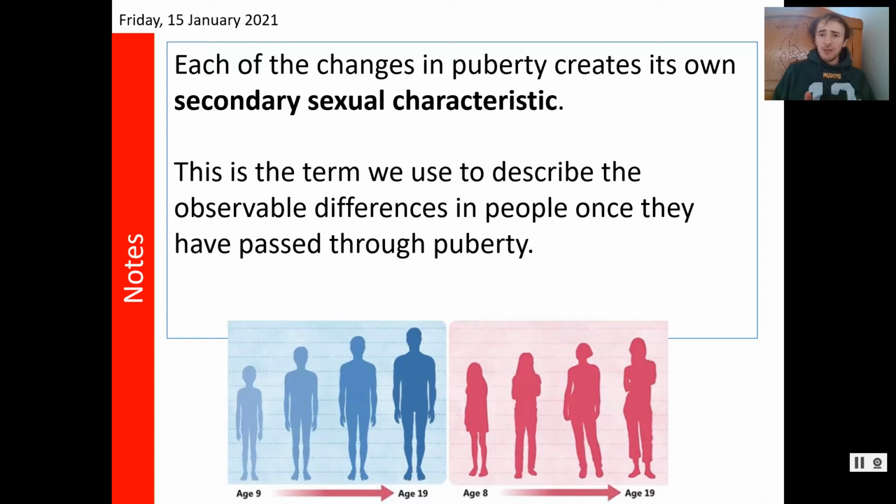So the primary sexual characteristic is having a penis or having a vagina. That is the primary sexual characteristic. The others are secondary. So having breasts is a secondary sexual characteristic of women. Having a deep voice is a secondary sexual characteristic in men. We need to know that term. We need to know that secondary sexual characteristics occur during puberty. And we need to then be able to talk about the two hormones that cause that, which we'll go on to in the next slide.